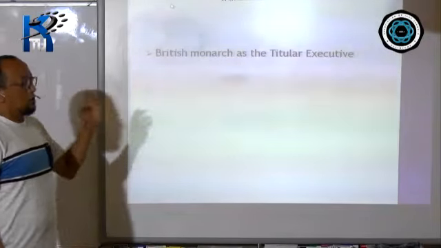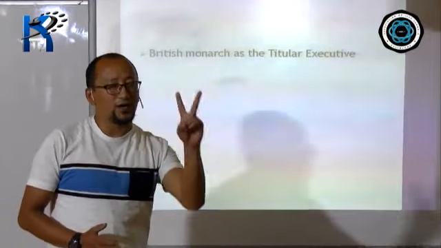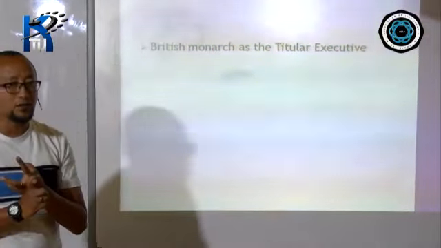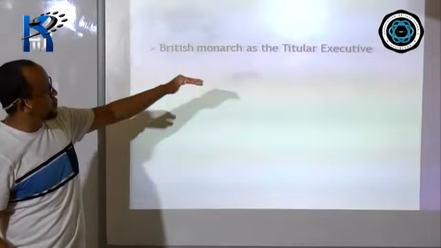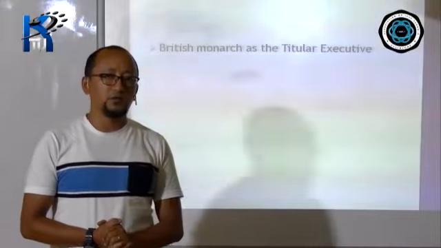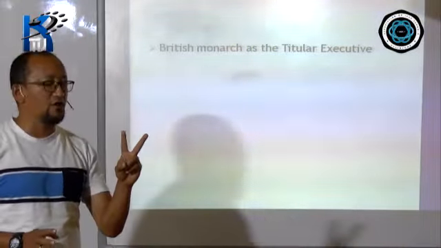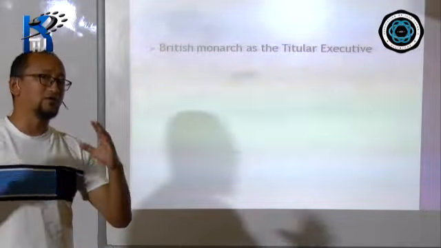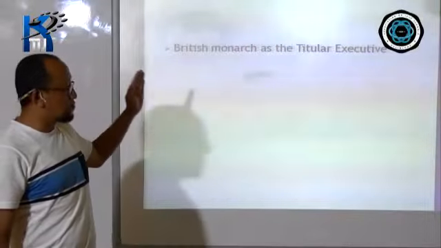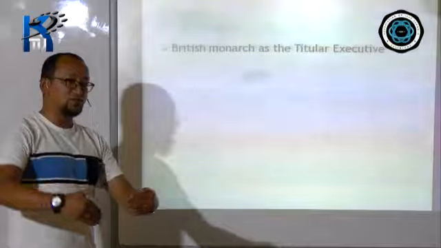We have learned again that in a parliamentary form of government, we have two heads, the real and the nominal. In this, British monarch works as a titular executive. As I've already said, there are two executives in a parliamentary form of government, the real and the nominal. The real is the Prime Minister, and the nominal is the British monarch, the crown, that is, it could be king or queen. At present, we have the queen.